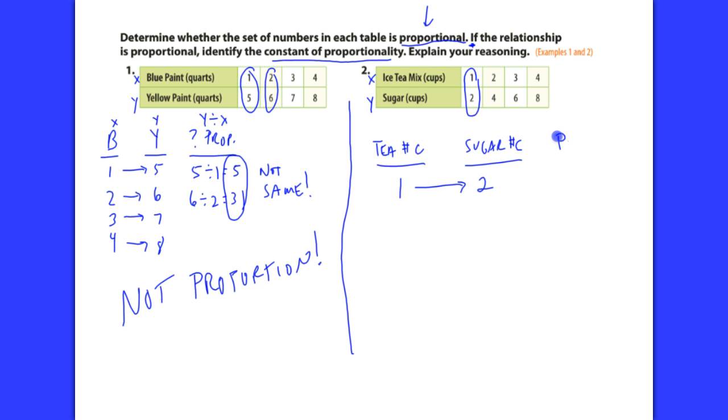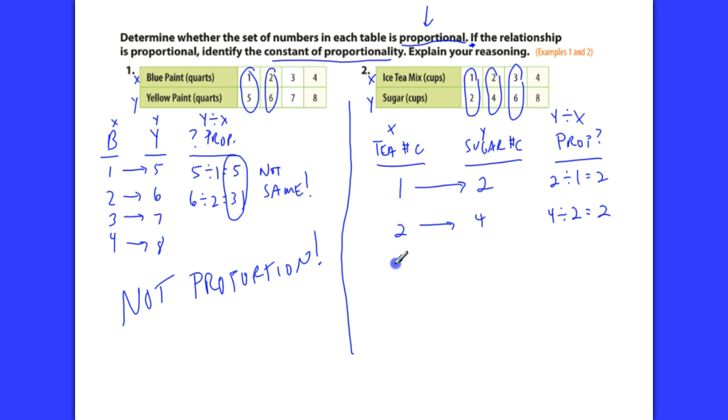All right, is this a proportion? This is where you check it. Again, that's Y and that's X. You're going to go 2 divided by 1 is 2. Now let's do the next one. 2 cups of tea needs 4 cups of sugar. You got 2 and 4. So again, that's Y divided by X. 4 divided by 2 is 2. This could be a proportion, but you have to check all of them. If it is a proportion, you have to show it.